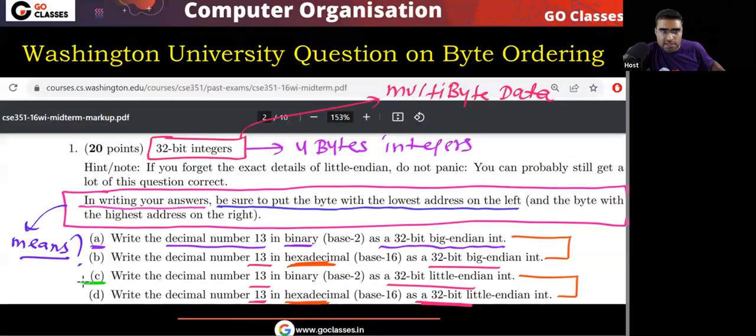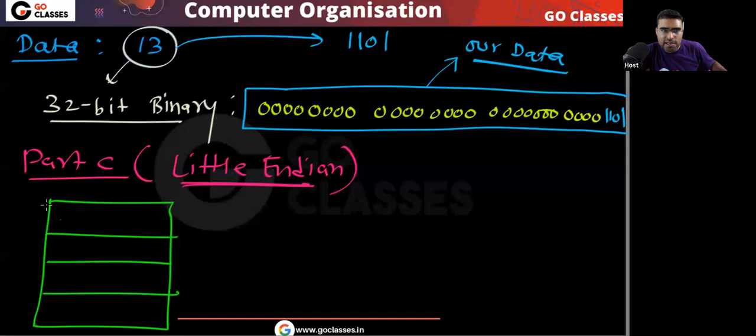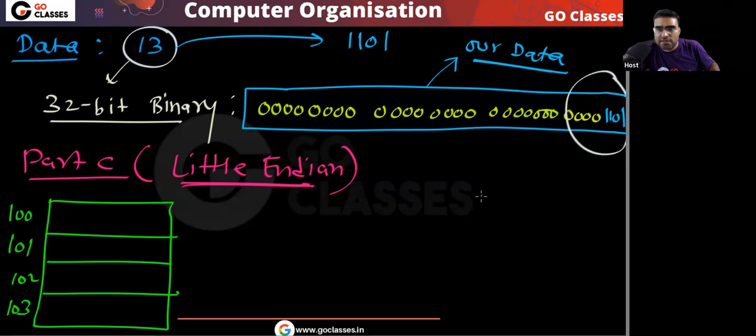This is your part C, if you notice. Okay, so 32-bit little endian binary. Now you tell me what the answer will be. In little endian, how will the main memory look? Anyone? If you are storing this data at address 100, let's assume I am storing this data at address 100, meaning from 100 to 103. In little endian, what will happen? Very simple. You will start with the little end.